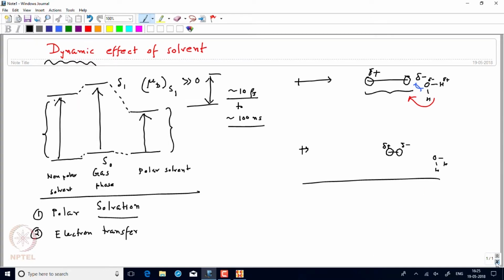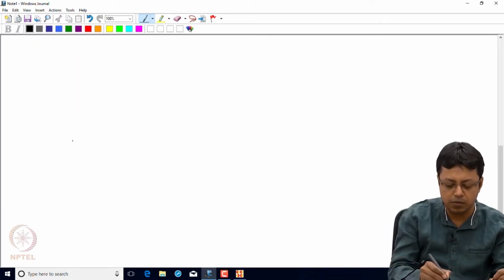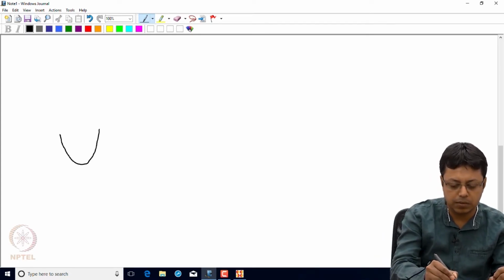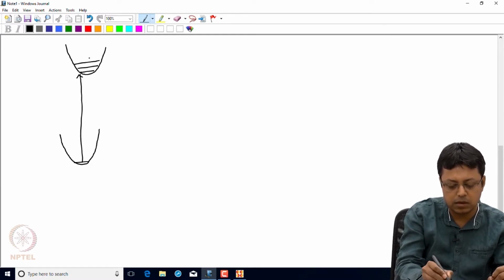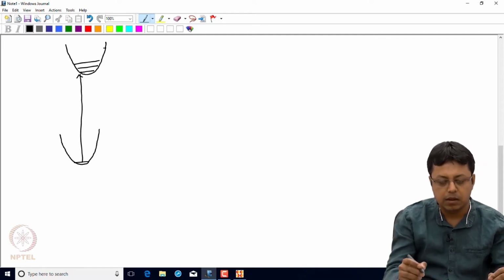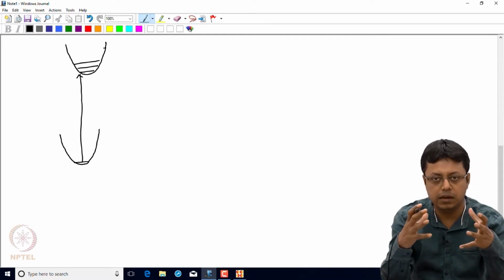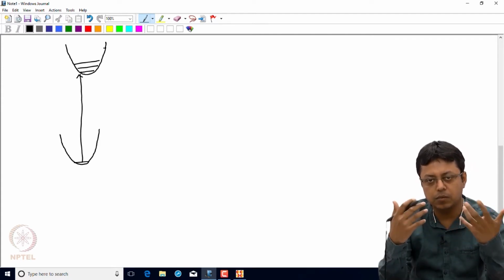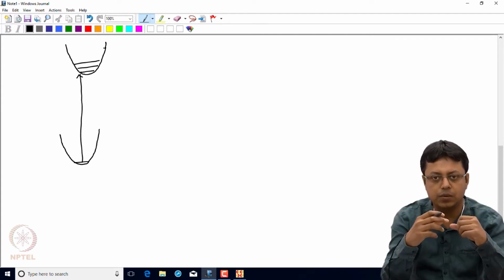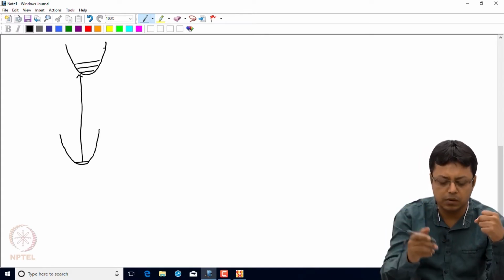Now think about it, we have an electronically excited state, and there is a potential for the electronically excited state, which will be a little bit shifted towards the right, because we know that in the electronically excited state the electronic configuration is like HOMO -1 and LUMO +1. So the bond order decreases, or the bond length increases, so the equilibrium bond position shifts.